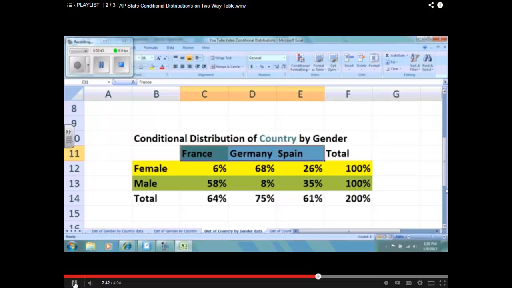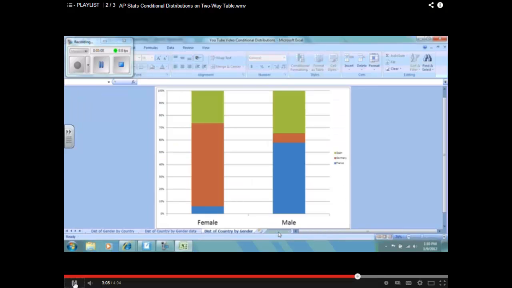Again, I advise my students to take a look at which categorical variable they want the distribution of, and it is of the country, which is moving horizontally in our two-way table. So I want to calculate percentages for male and for female going horizontally across the two-way table. Looking at the distribution of this particular data, we can see it is split out according to gender, and then each country has its own separate piece of the segmented bar graph.